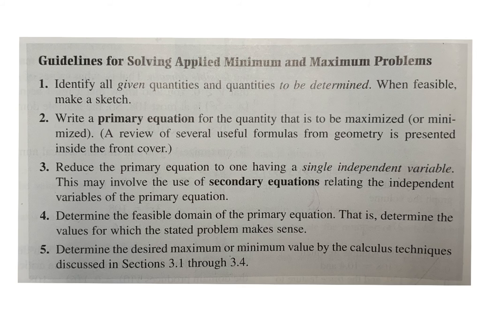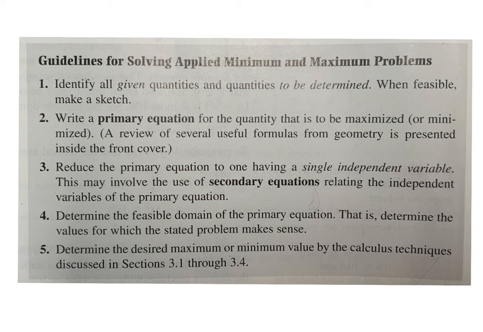On the bottom of page 212, it gives you your guidelines. Identify the given quantities and quantities to be determined. So figure out what you know and what you don't know. When feasible, make a sketch. You're not being judged on your artistic skills, but it does give you a picture in your brain. Write a primary equation for the quantity that is to be maximized. So when you see the word maximize or minimize or whatever, you should immediately know that's your primary equation. And you notice that little hint there.